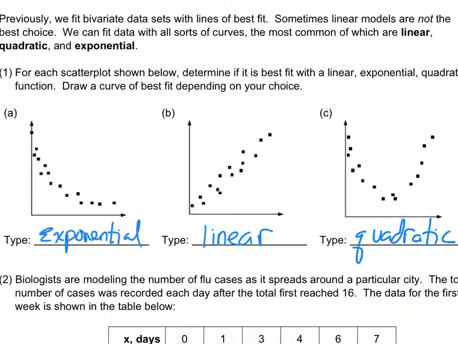All right. Now remember, exponential functions could go the other way. They could be increasing. All right. Linear functions could be decreasing. Quadratics could go up and then down. Right. So they could be the reverse of what you see here. So things to keep in mind.